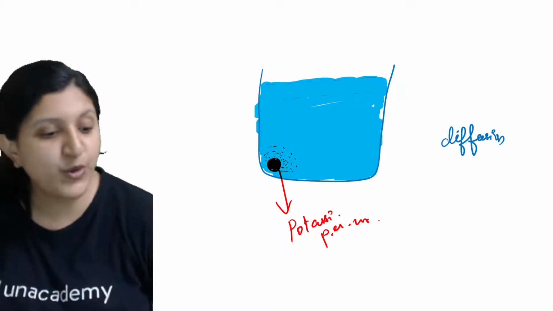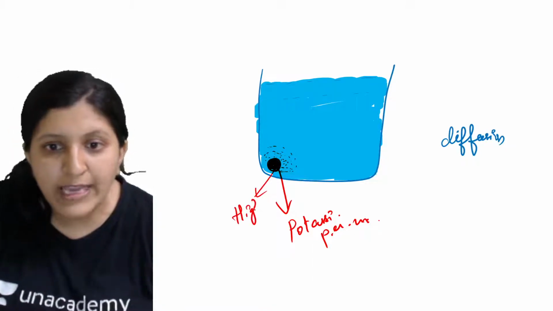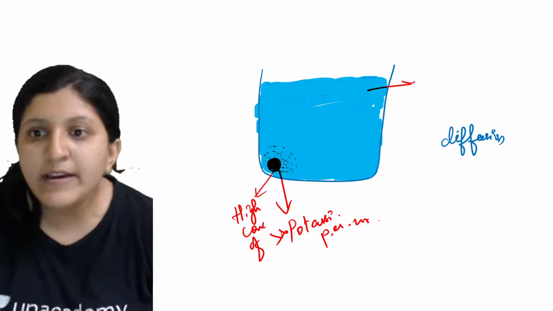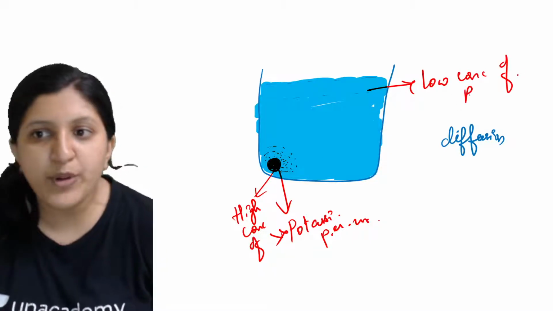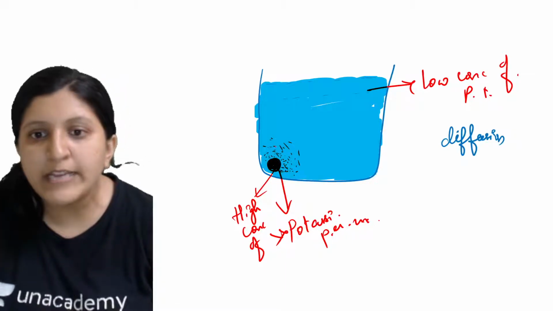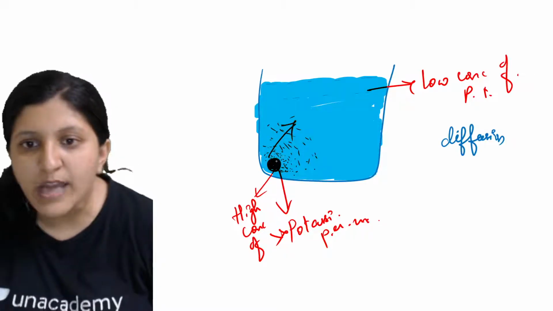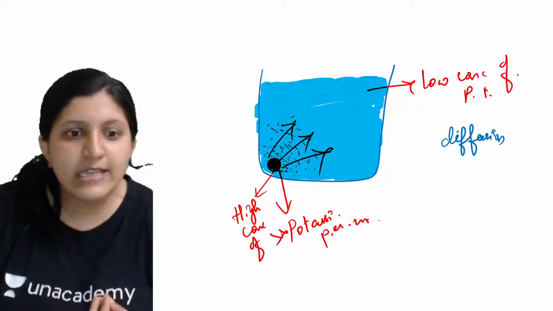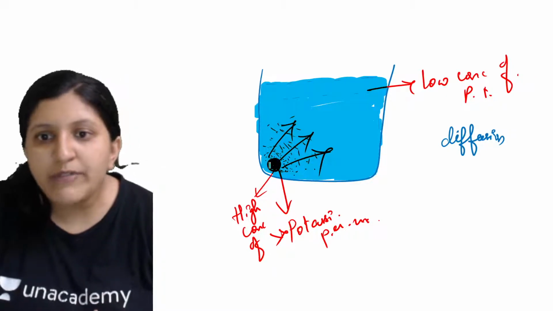So where exactly do you find it? This is a solid, so here you can find a high concentration of potassium permanganate, and here it is low concentration of potassium permanganate. In that case you can see that this potassium permanganate will start to diffuse throughout. Basically it will diffuse in all this area, and you can clearly see that it will start to spread and cover this whole area.